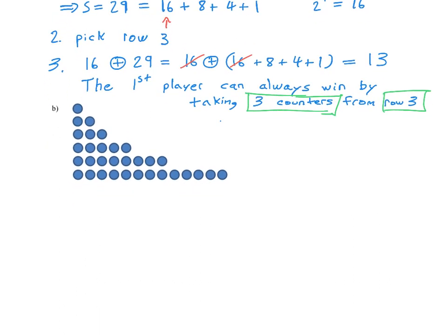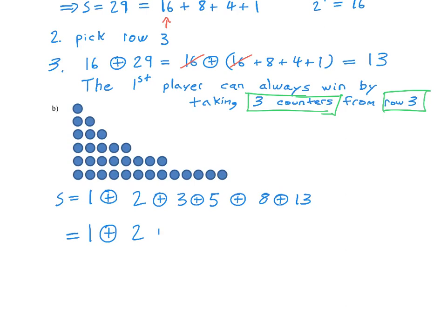Okay, so in this example, we've got a bunch of rows and some counters. Once again, the very first thing that we want to do is find the Nim Sum. Okay, so we've written down the amounts in each row. So now we'll calculate our Nim Sum by breaking up into different powers of 2. So 2, and 3 is 2 plus 1. And 5 is 4 plus 1. And copy 8, it's a power of 2. And then 13 would be 8 plus 4 plus 1.